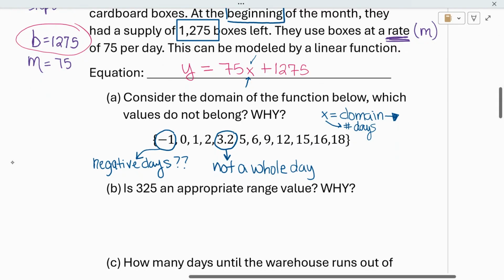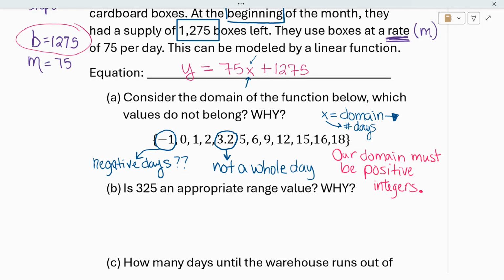So I'm going to actually write a little note here that says our domain must be positive integers. Right? Integers are whole numbers, positive and negative, right? So we just need to have positive integers.